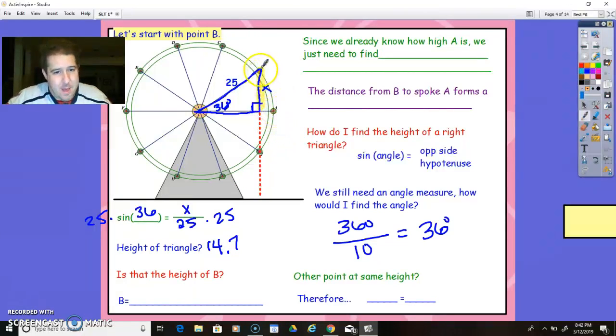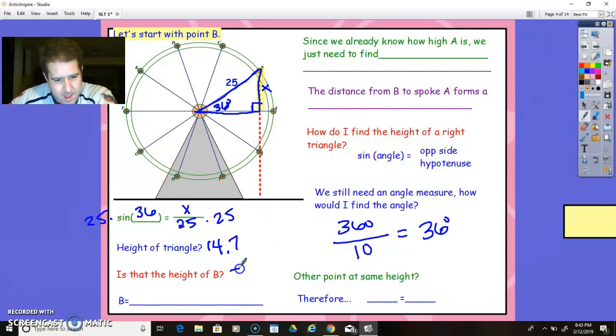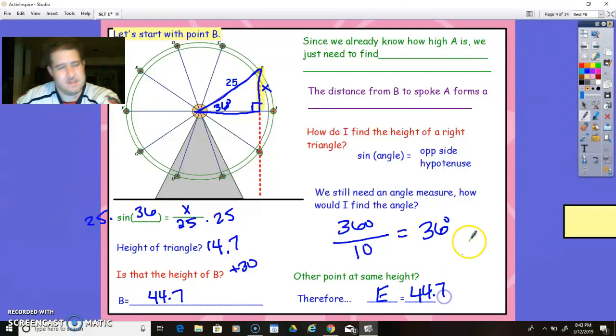That doesn't mean that position B is 14.7. That just means it's 14.7 more than A. So therefore, we add 14.7 plus the center height, which was 30. So if we add 30 to that, we get 44.7. And therefore, if B is 44.7, then E is also 44.7, because like we said before, this position and this position are exactly the same.